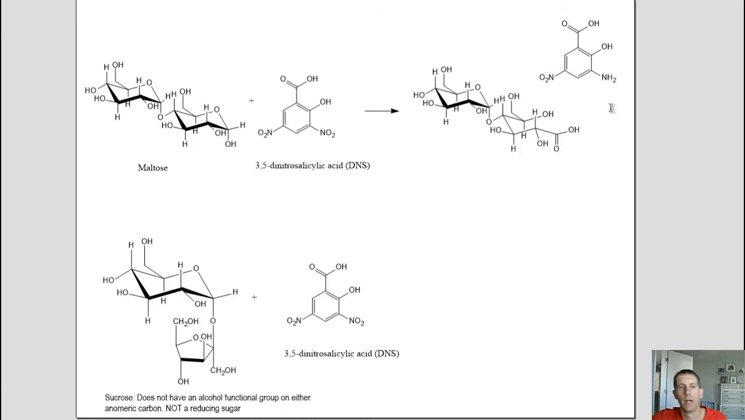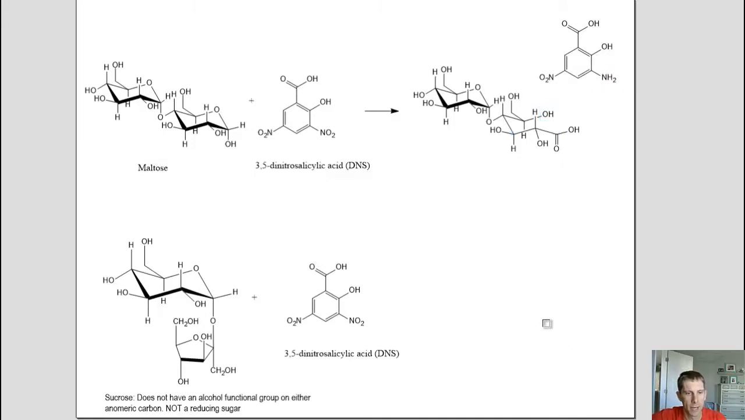So now our dinitrosalicylic acid is no longer dinitrosalicylic acid. We actually have an amine at the 3 position. That nitro group was fully reduced to an amine, while our aldehyde was fully oxidized to a carboxylic acid. So that is the oxidation reduction reaction that occurred. One more time, maltose was oxidized, dinitrosalicylic acid was reduced.